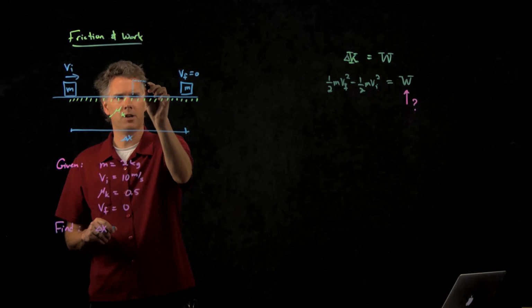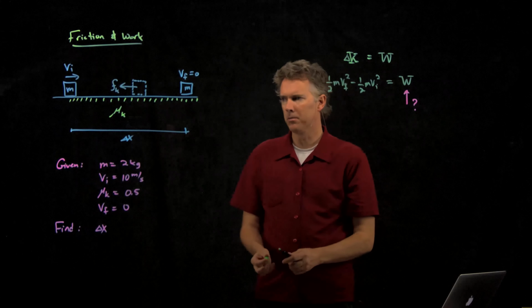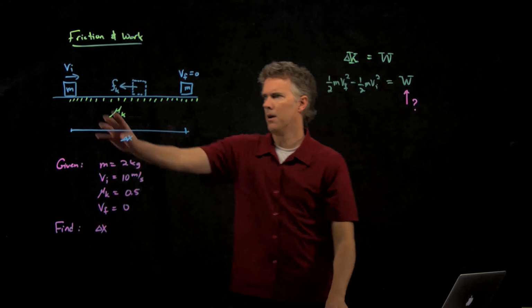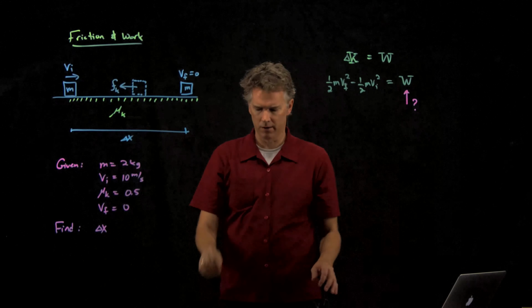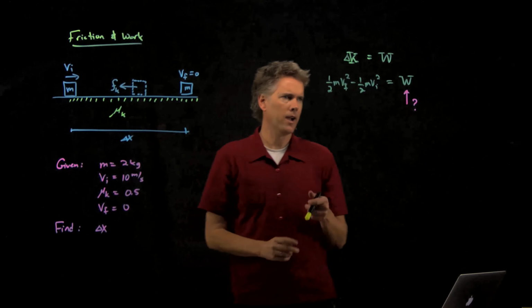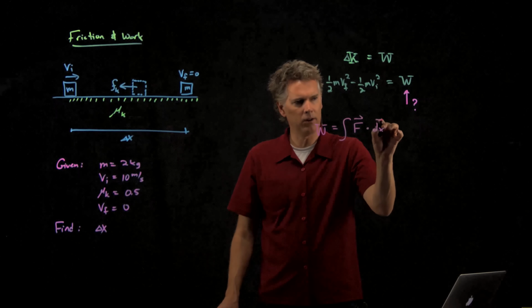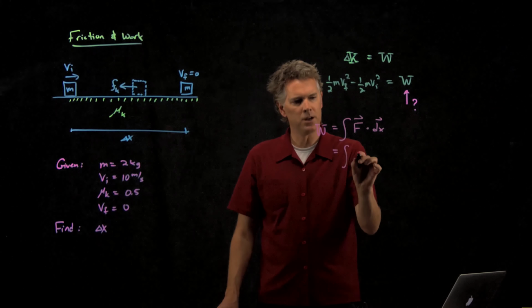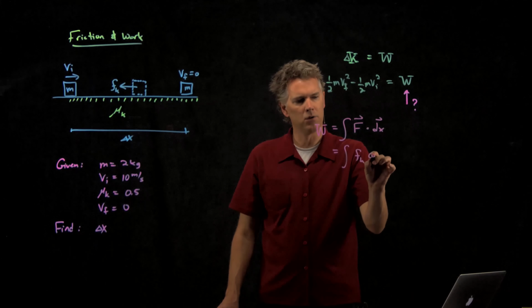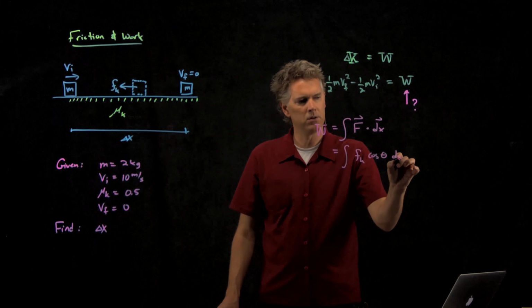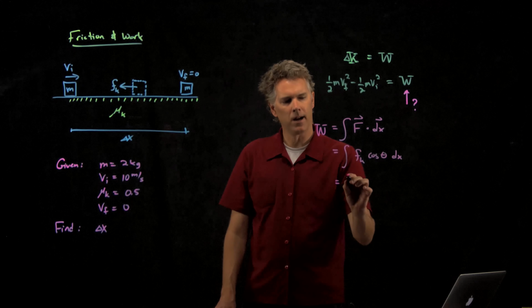So as the box is moving along, there's actually a force back to the left of magnitude F sub k, kinetic friction, right? Box is sliding along, friction is trying to slow it down. Okay. So what do I do? How do I calculate work due to friction? We know that work is the integral of F dot dx, which is F sub k cosine of the angle between the two. What's that angle that I want to put in there?